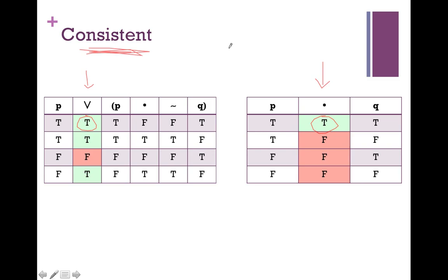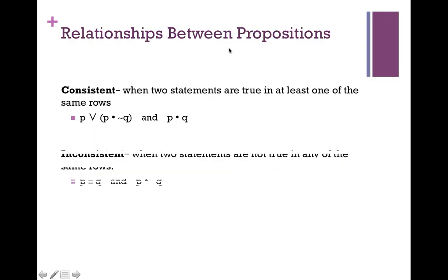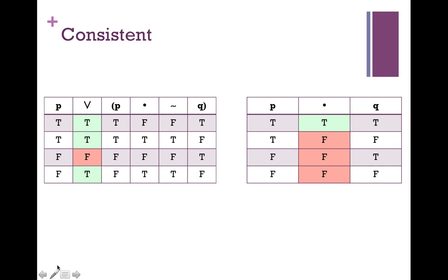For two propositions to be consistent, they don't have to have all the same truth values. All that matters for consistency is that they are true in at least one row that is the same. As long as they both have an assigned value of true in at least one row that's the same, they are consistent. Consistent does not mean equivalent. Those I'll mention later. If two propositions are equivalent, they're also consistent. But just because two propositions are consistent does not make them equivalent.